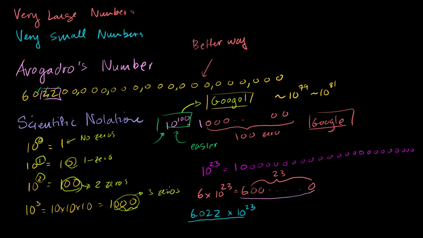And you could verify it if you like. It'll take you a long time. Maybe we should do it with a smaller number first. But if you multiply 6.022 times 10 to the 23rd, and you write it all out, you will get this number right there. You will get Avogadro's number.